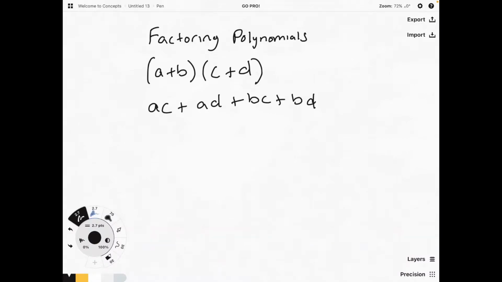Hello, today we will be talking about factoring polynomials. This will be a two-part series as there's a lot to cover with this topic. As always, I like to start with the concept of what factoring polynomials is.